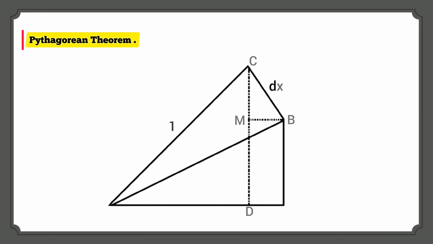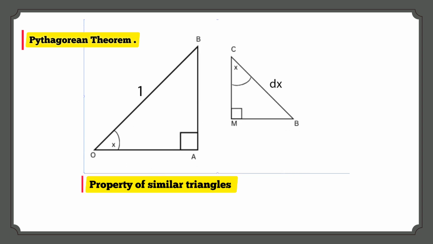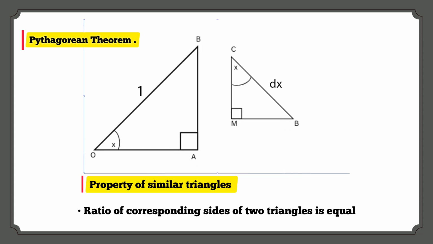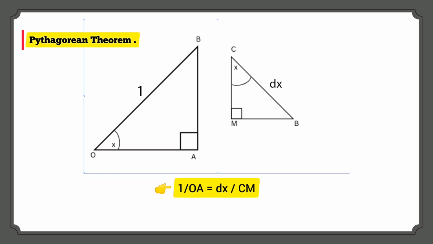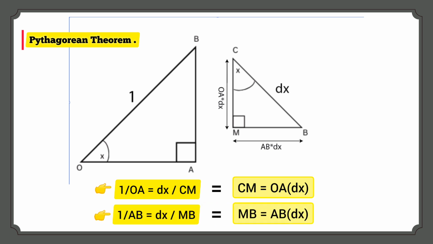Now consider triangles CMB and OAB. These two triangles are similar to each other because all three angles of these triangles are equal to those of the other. By using the property of similar triangles, that is, the ratio of corresponding sides of two triangles is equal, we arrive at the following equations. 1 upon OA is equal to dx upon CM, and 1 upon AB is equal to dx upon MB. Solving equation 1, we can write CM is equal to OA dx. Solving equation 2, we can write MB is equal to AB dx.